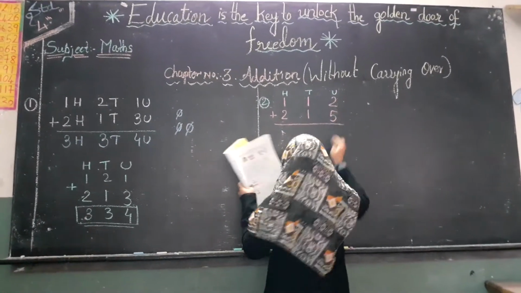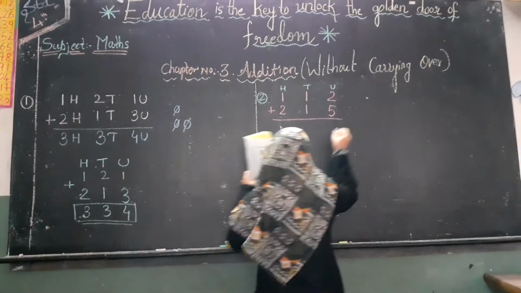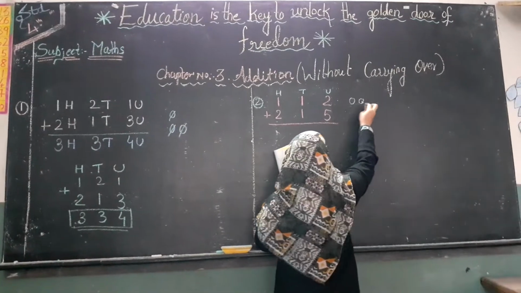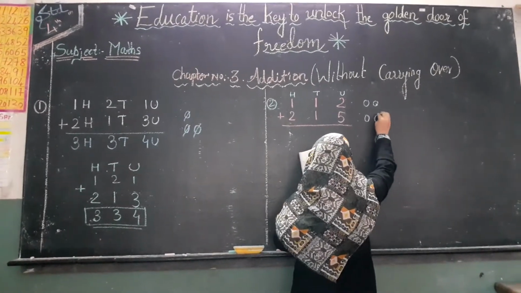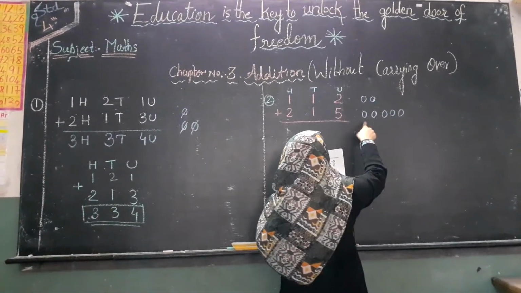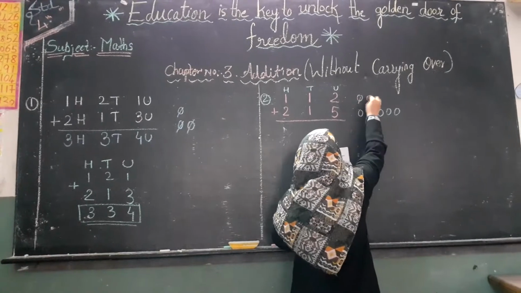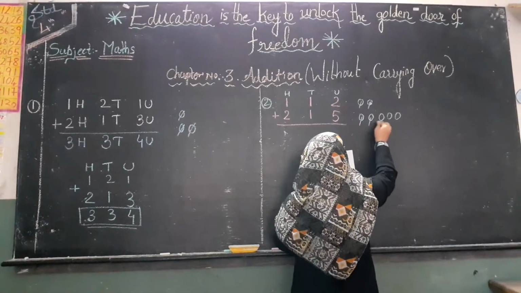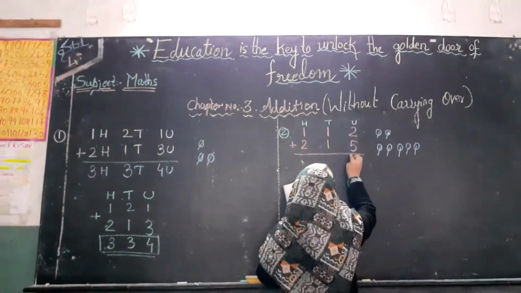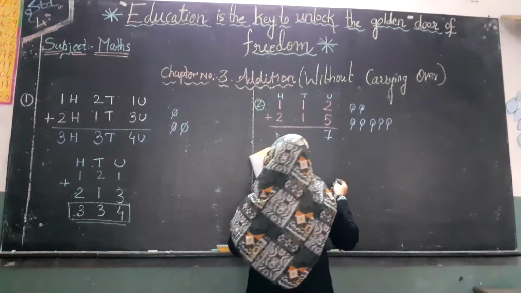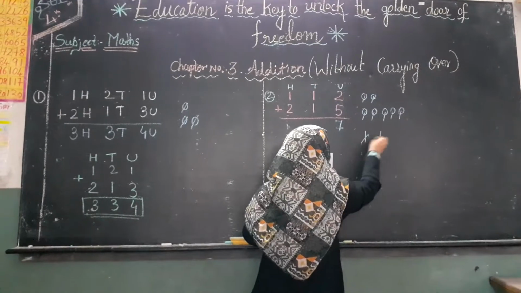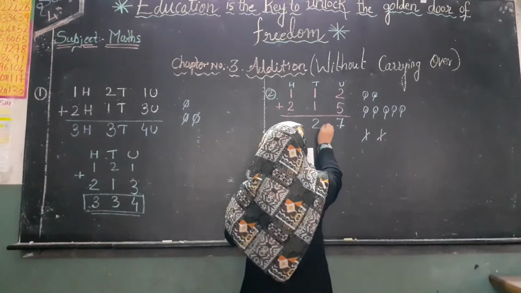2 plus 5. Now we have to draw two balls first. Then 5: 1, 2, 3, 4 and 5. Now we have to add all this. So 1, 2, 3, 4, 5, 6 and 7. So how many? 7. Now 1 plus 1 is 2. Then you have to write here 2.